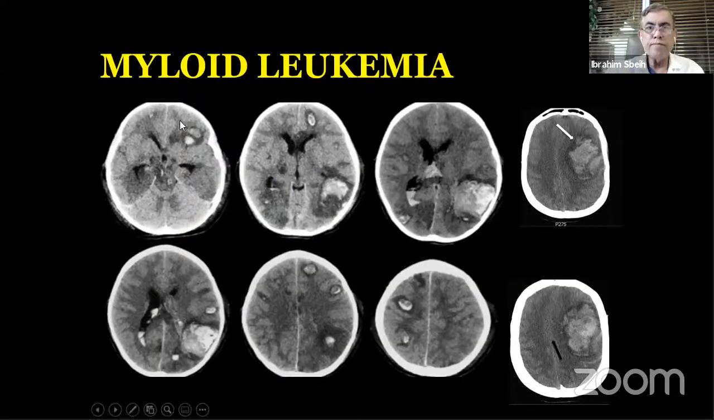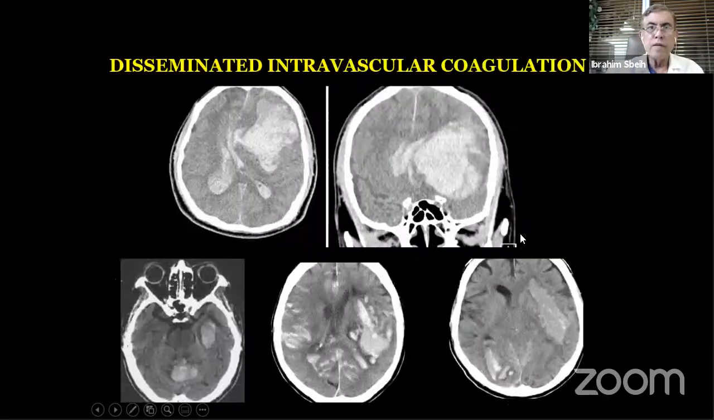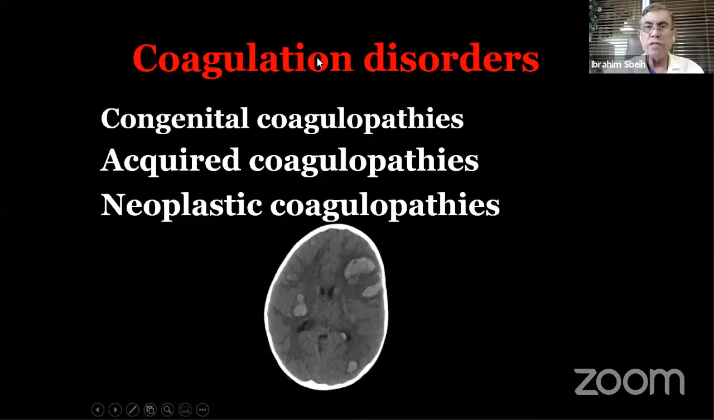Myeloid leukemia presenting with hemorrhage. DIC, disseminated intravascular coagulation. And if you go and study this DIC, you'll find that a group of patients who would get disseminated intravascular coagulation are patients with brain tumors. Coagulation disorders. This could be a congenital coagulopathy or acquired coagulopathy or a neoplastic coagulopathy.